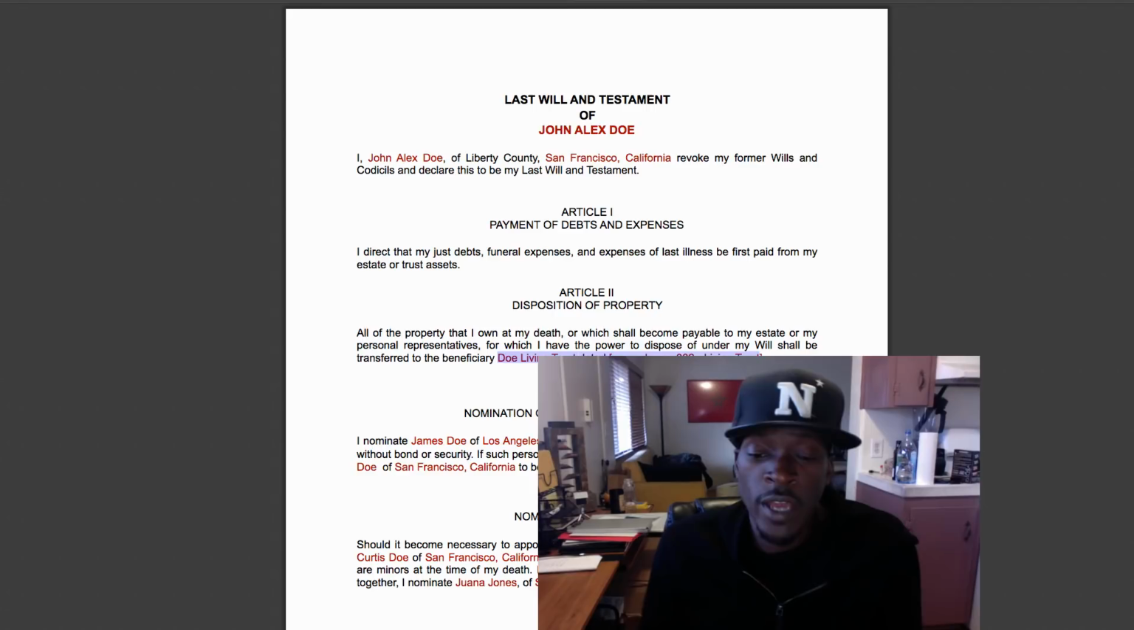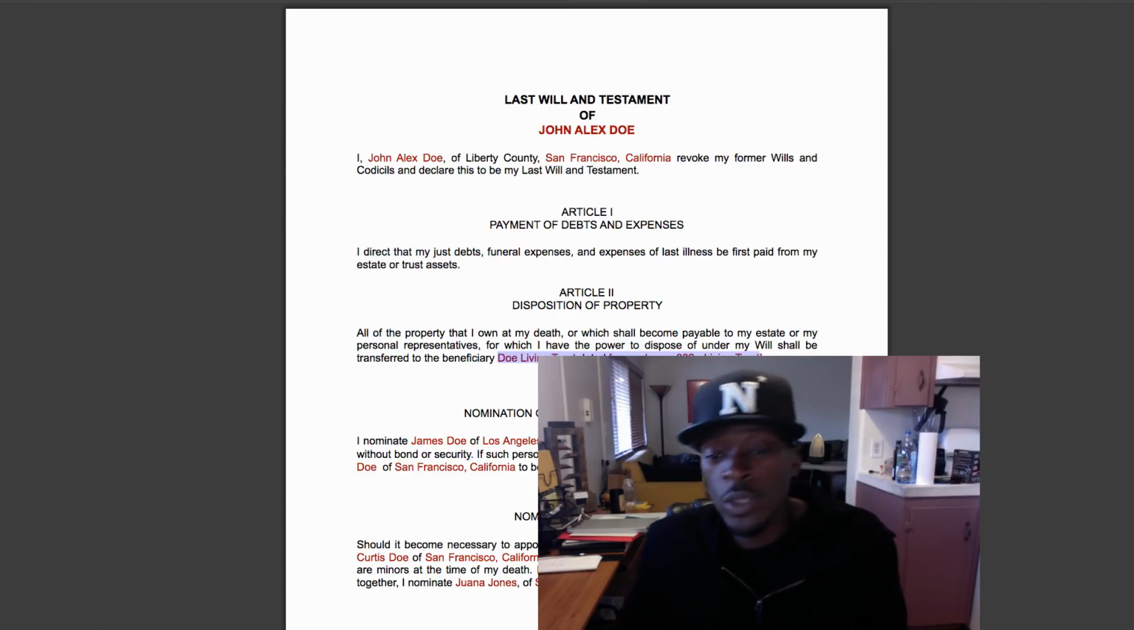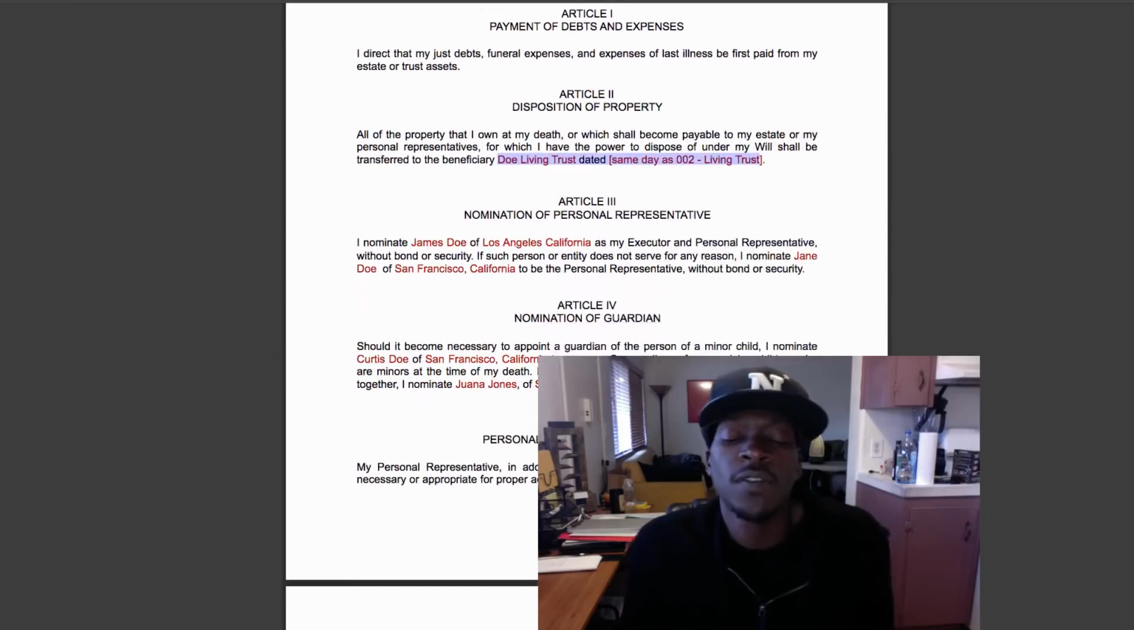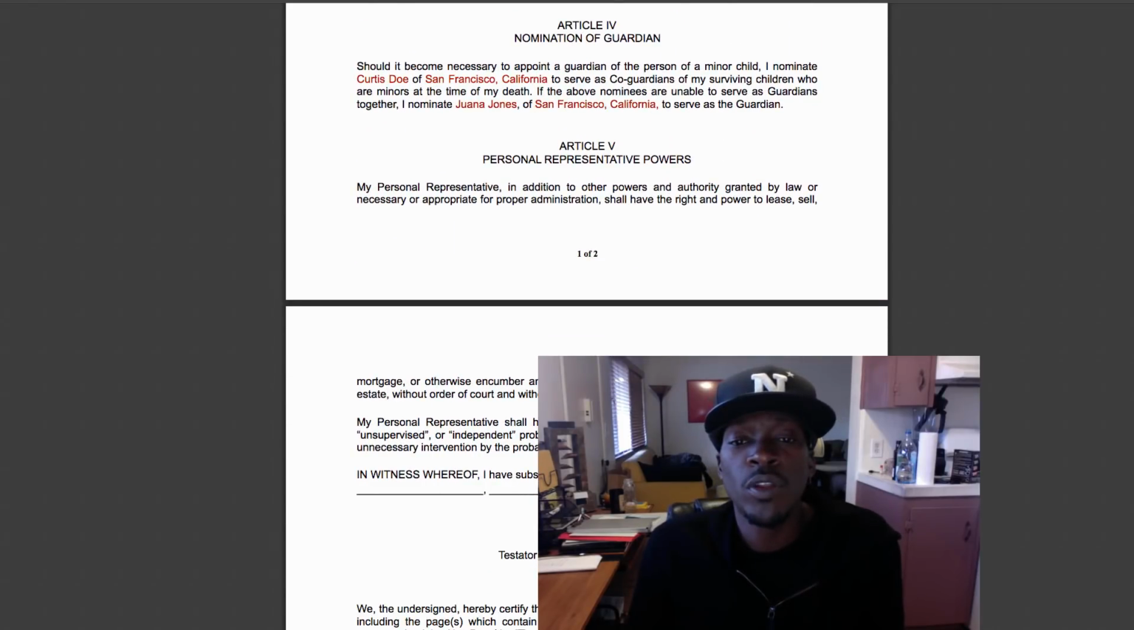So that way, if you were to ever pass on and this was to end up in probate, the trustee only would need to produce those trust documents and it will authenticate who he is. Hope that makes sense. But enough said about that. That's all the important things in here.